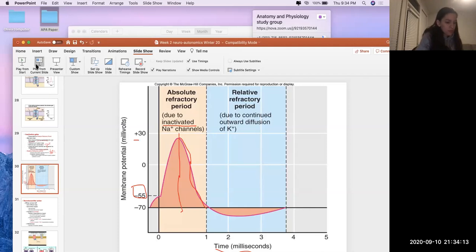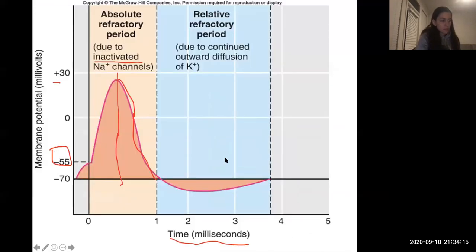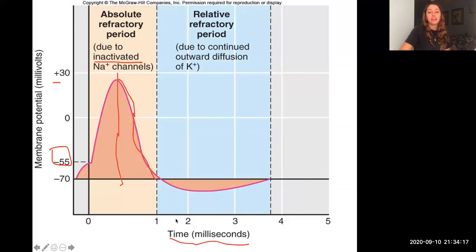All right. Play from current slide. Okay. I was just talking about how crazy it is that the time period between them is in milliseconds. This is so small and we don't even think about it. Does anybody have questions about this slide? I don't think so.